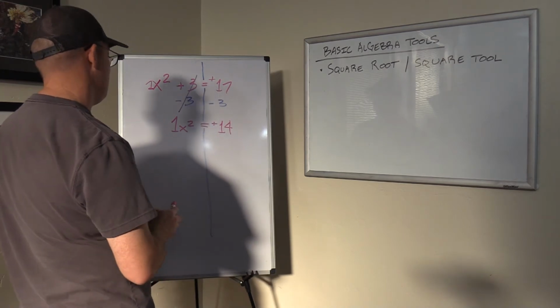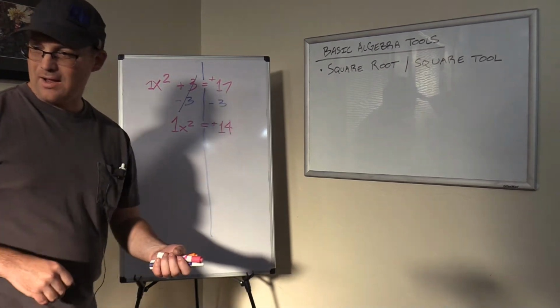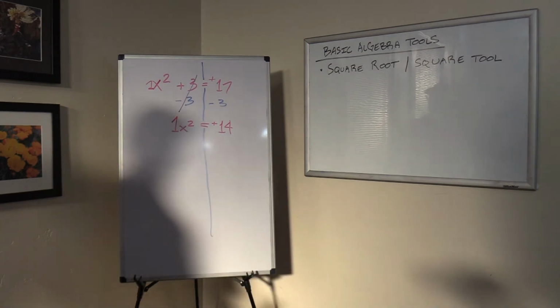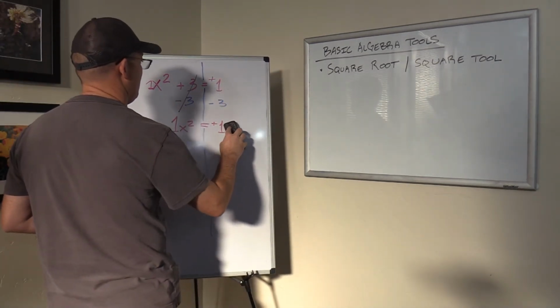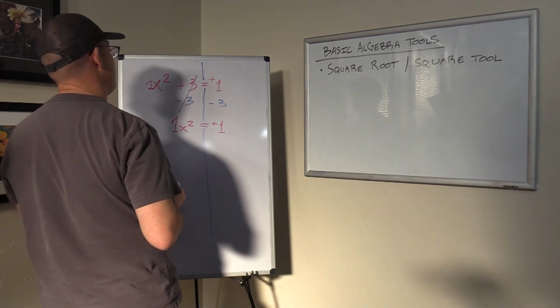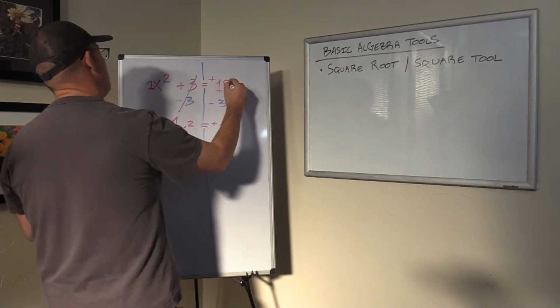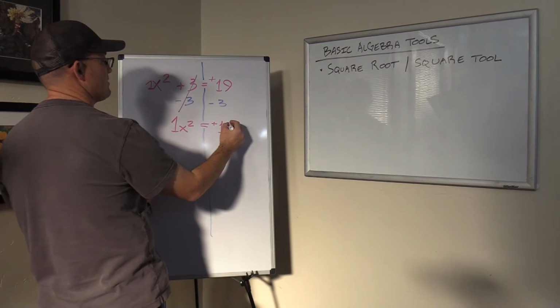I'm sorry, you know what? Let me plug another number in here because I want us to work with nice whole numbers. Sorry about that. Let's make this 19. I did my arithmetic wrong in my head there. Okay, so 19 minus 3 is 16.